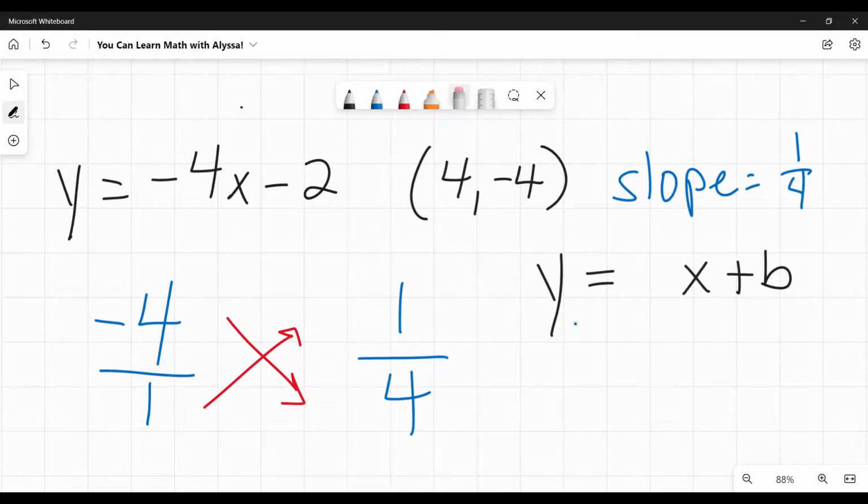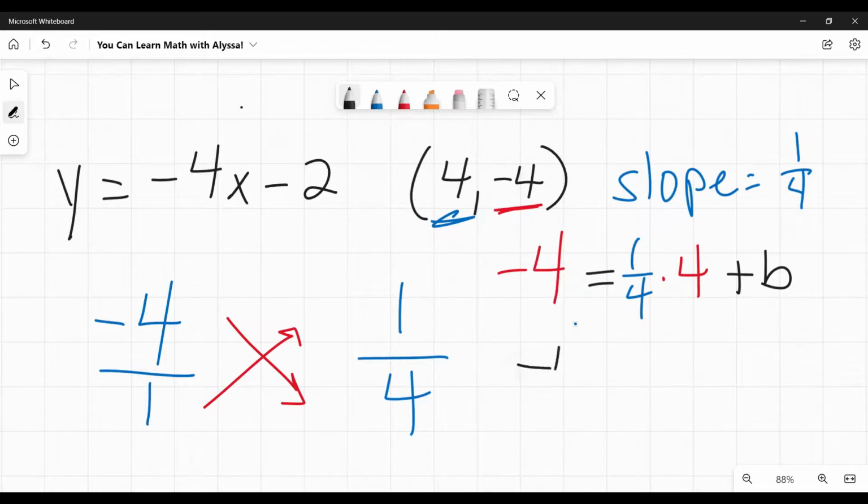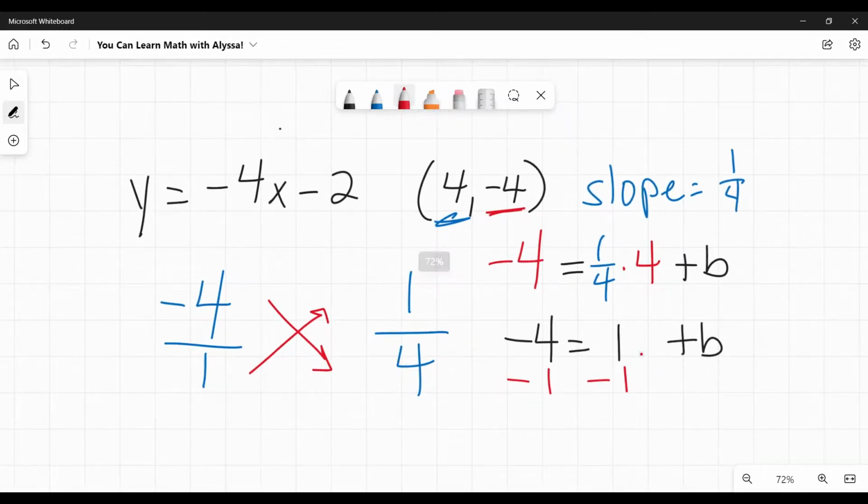I plug in my slope, which I now know is 1/4. I need a given point. I have one set of coordinates, 4 and -4. 4 is my x, so I put it here. -4 is my y, so I put it here. Now to solve for b, I'm going to clean this up. -4 equals 1/4 times 4 is 1, plus b. I subtract 1 from both sides to get b by itself, and I get that b is -5.